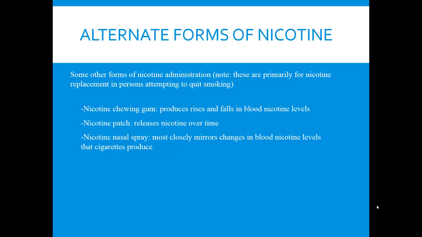Then there's actually a nicotine nasal spray as well. This is akin to things like Afrin and other types of nasal sprays, except that this one contains nicotine. The spray is administered into the nasal passages, and the nicotine in that spray is absorbed through the mucous membranes of the nasal passages. So in this case, the nicotine is going to enter the bloodstream pretty quickly, and the blood levels are going to most closely mirror changes that you see in a smoker.